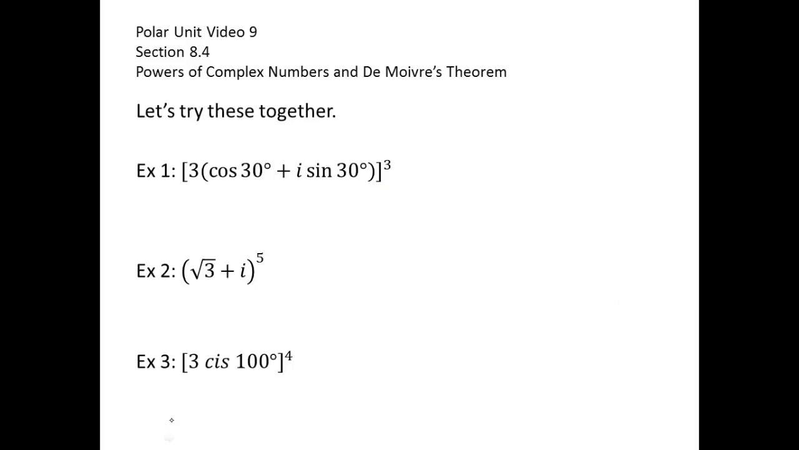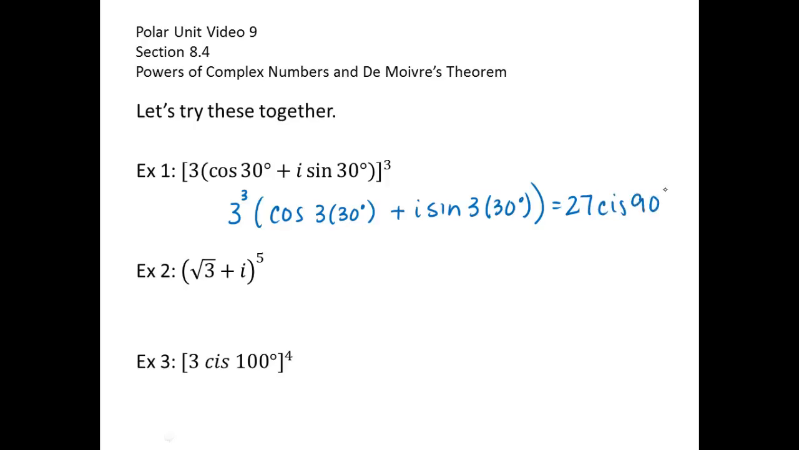Let's try a couple. So for example number 1, I'm going to take 3 to the third power, cosine of 3 times 30 degrees plus i sine 3 times 30 degrees. So this is going to simplify. 3 cubed, be careful, it's not 9, it's 3 times 3 times 3, or 27. I'm going to turn this into shorthand because I'm running out of room as I write. Cis 3 times 30, 90 degrees. This is my answer.